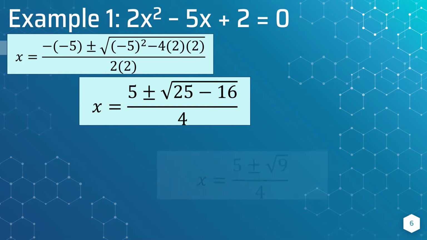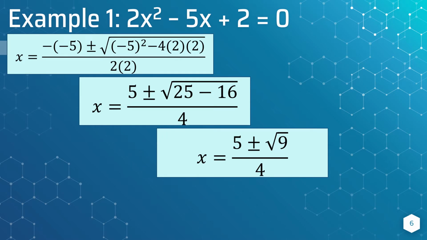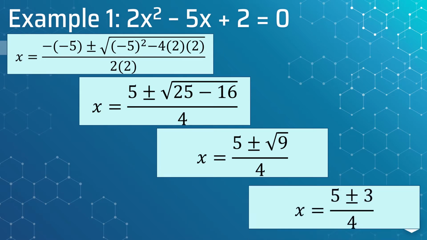Now, let us simplify further. We have 5 plus minus square root of the difference between 25 and 16. 25 minus 16 is 9. So we have here 5 plus minus square root of 9 all over 4. Then, what's the square root of 9? That is 3. So we have here x is equal to 5 plus minus 3 all over 4. As you can see here, from the long solution, we are now down to 5 plus minus 3 all over 4.